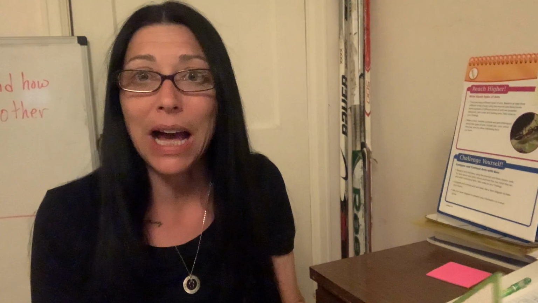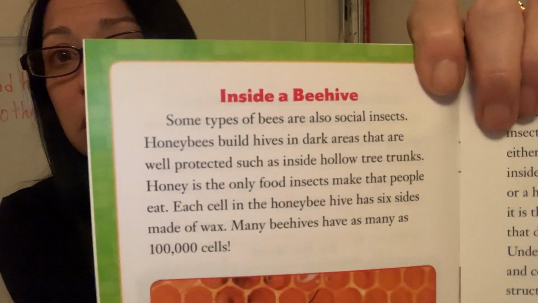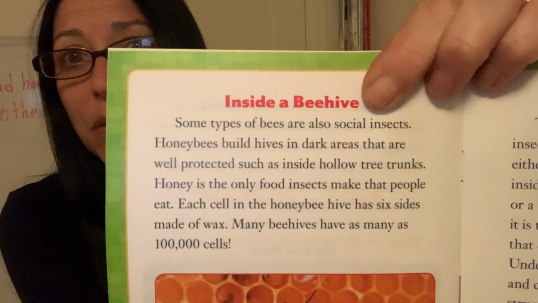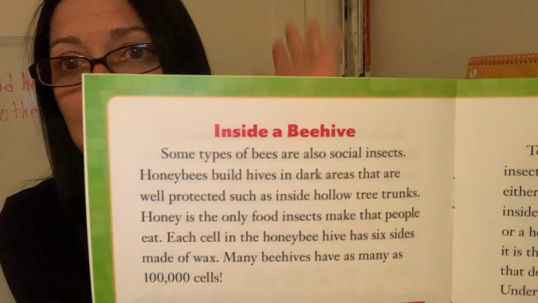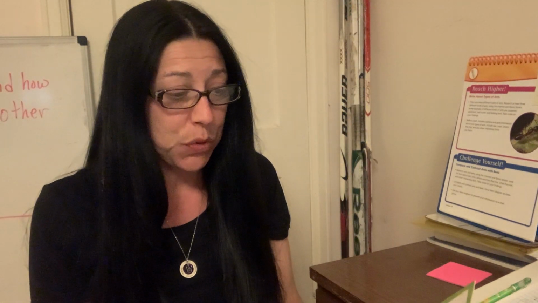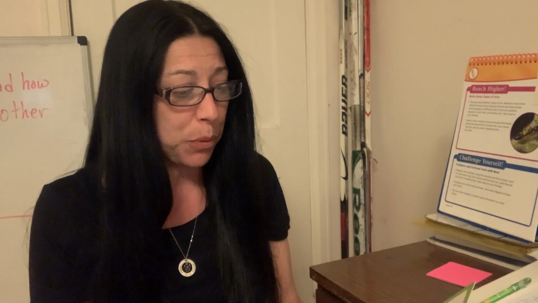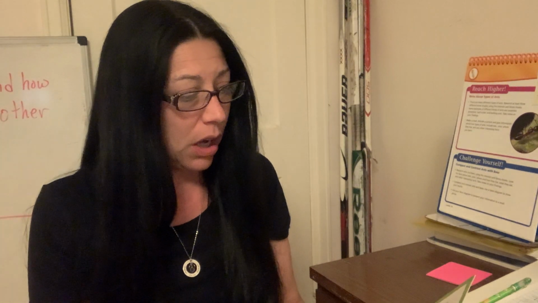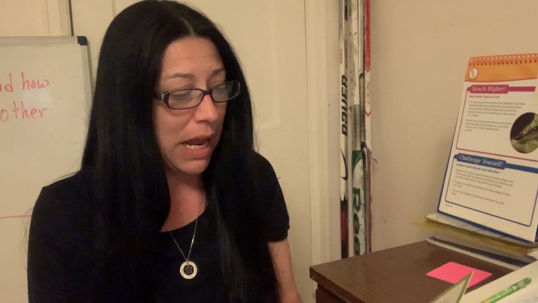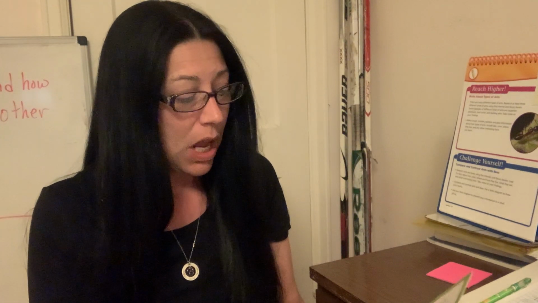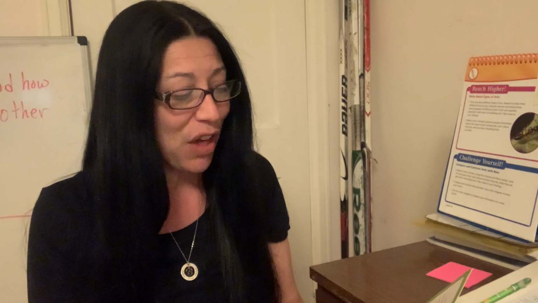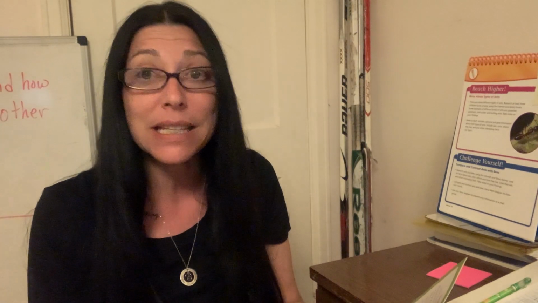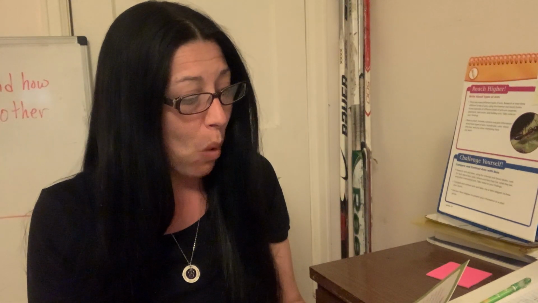Inside a beehive. So there's my next subtitle. So this tells me something about what I'm going to read about next. Some types of bees are also social insects. Honeybees build hives in dark areas that are well protected, such as inside hollow tree trunks. Honey is the only food insects make that people eat. Each cell in the honeybee hive has 6 sides made of wax.